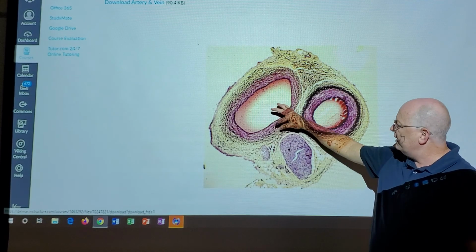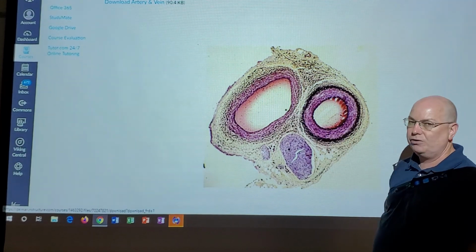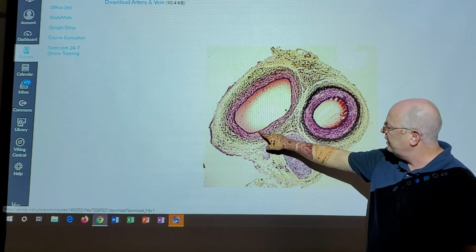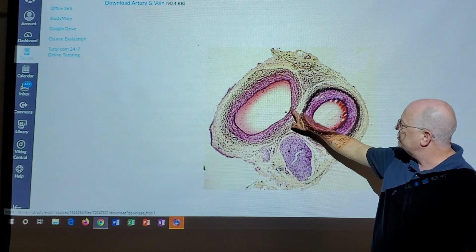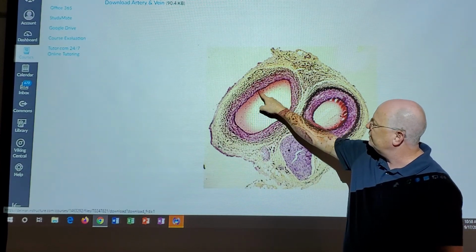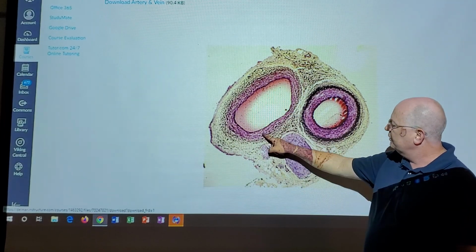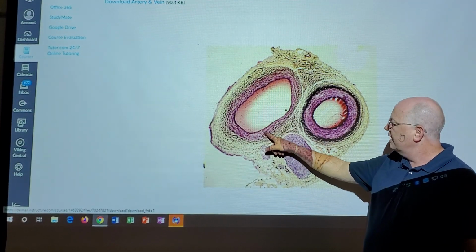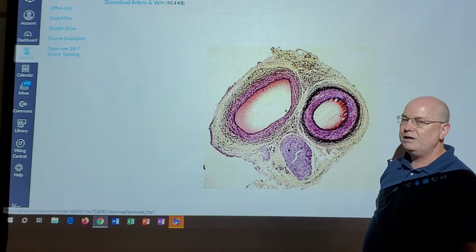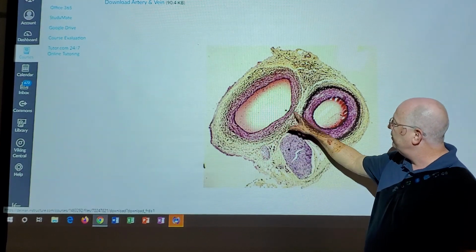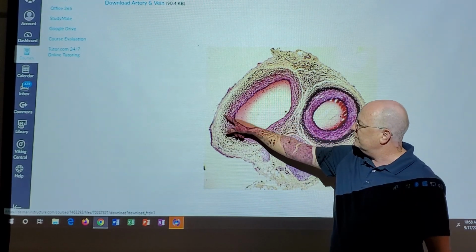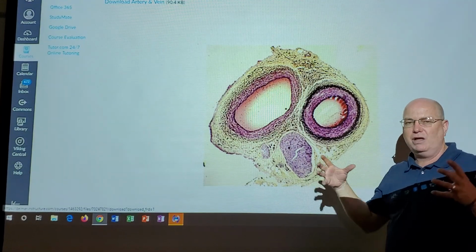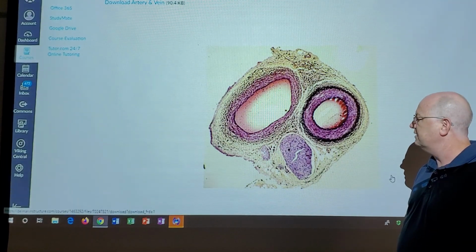If I look at the vein, the wall is much thinner than the artery. And you can see how thin the tunica interna is. It's not very well defined, it's just very thin. We see the lumen here. The tunica media is definitely not as well defined as it is in the artery, and it's a little bit more diffuse and broken up. And you can see how very diffuse the tunica externa is. It's all broken up because there's not a lot of pressure, there's not a lot of elasticity there.